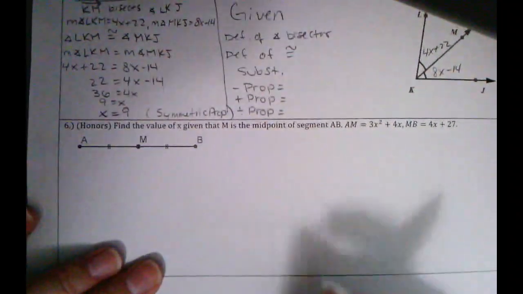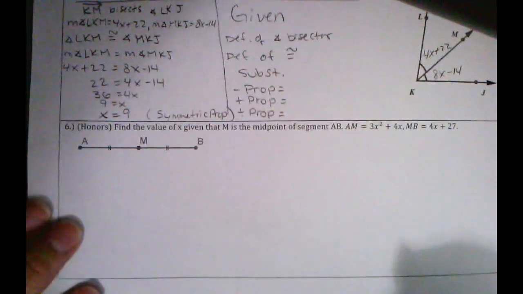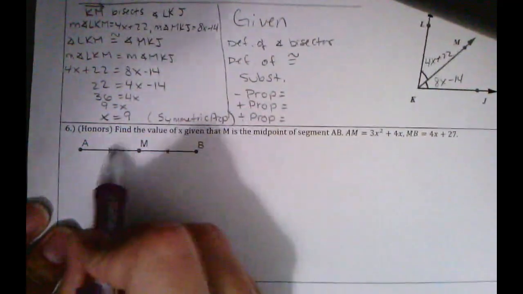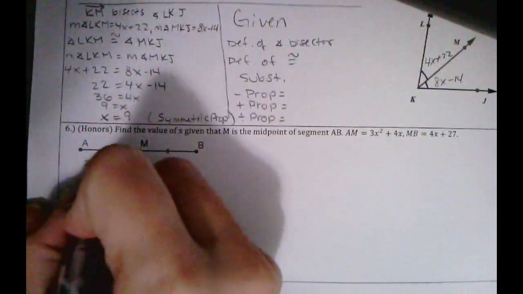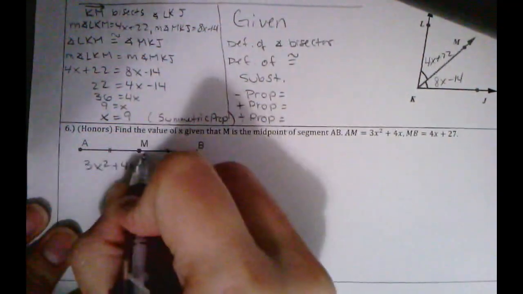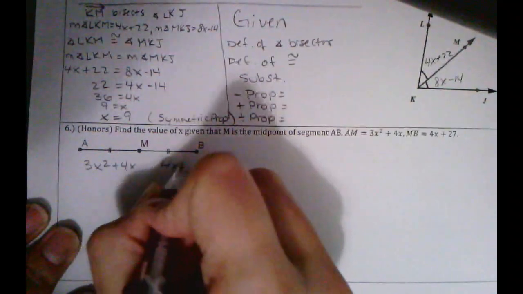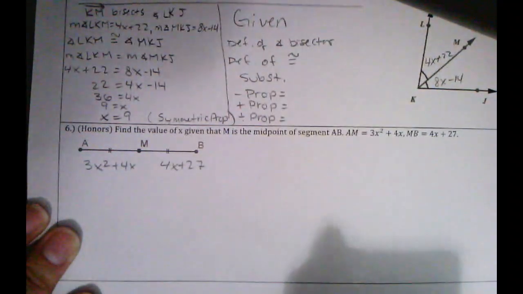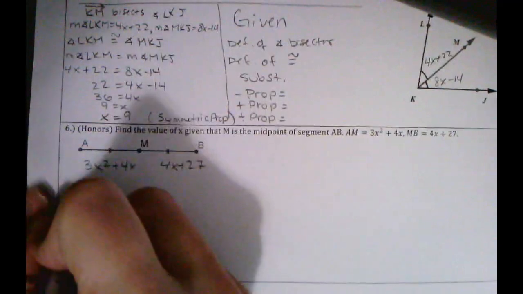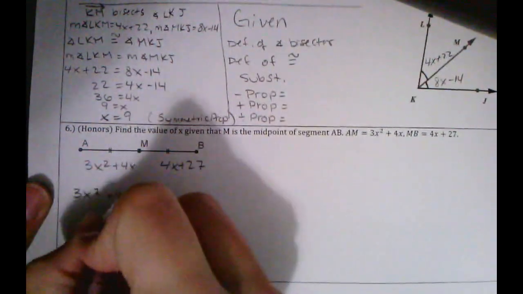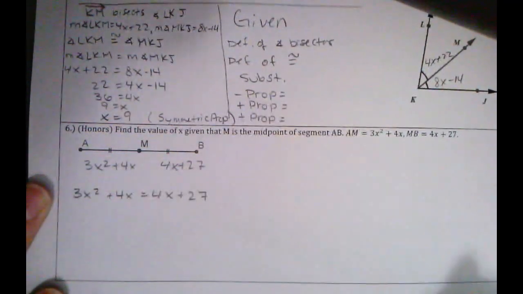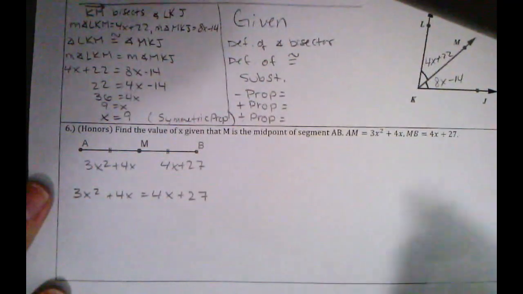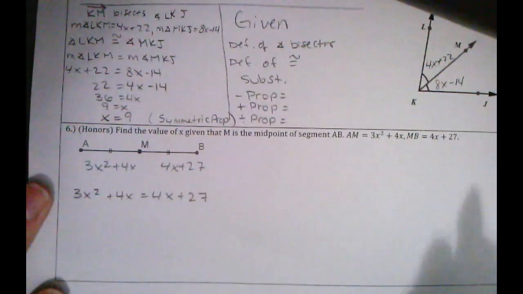Okay, so number 6 is just for honors. In number 6, they tell us that M is the midpoint, so that's dividing these into two congruent segments. AM is 3x squared plus 4x. MB is 4x plus 27. So because M is the midpoint, and these are congruent, we can set these equal to each other. I don't have to justify my steps, I'm just doing math. So these are going to be equal, and now I have to solve.